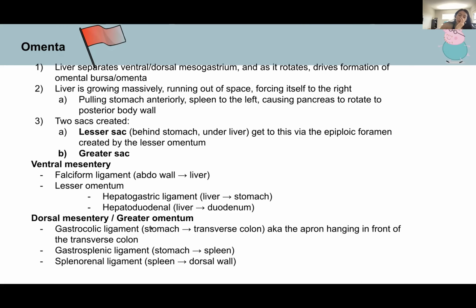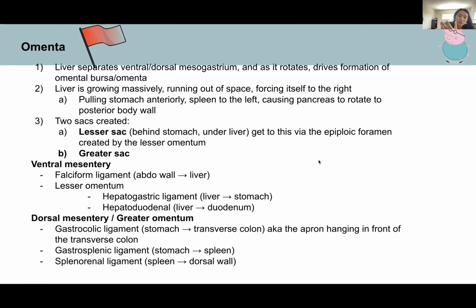So the stomach's not just floating, it's connected to a lot of things. But behind it is the lesser sac. Behind it, you can go through this hole called the epiploic foramen of Winslow, and if you go in there, that's where the lesser sac is.